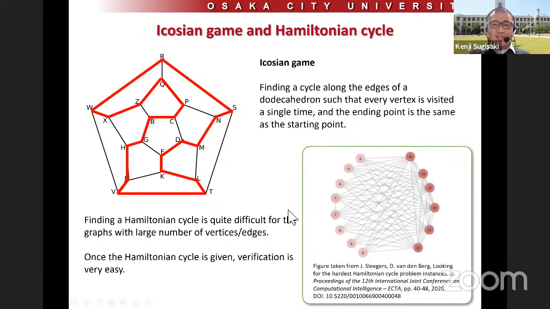So let's think about this kind of graph. And as you can imagine, finding the Hamiltonian cycle of this graph is very difficult. And the number inside the circle corresponds to the number of edges the vertex has.